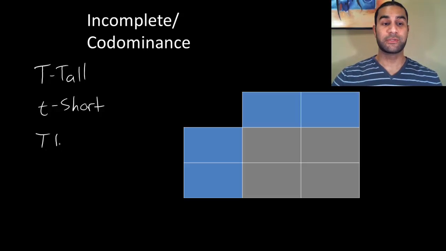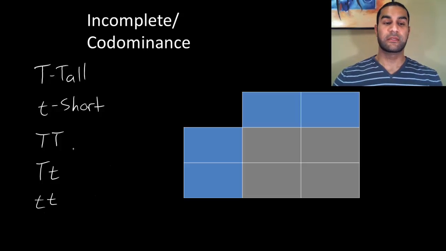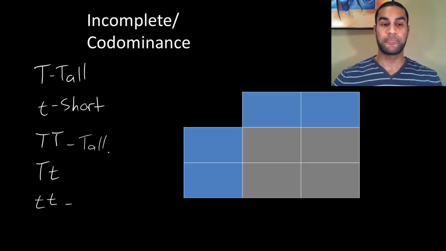If I have someone who's homozygous dominant, that means both of their T's are capital, right? And then I have someone who's heterozygous for the same trait, one capital, one lowercase. The third possibility is homozygous recessive. Now the first two would be exactly what you would expect. This person, or this plant, would be tall. This plant would be short.